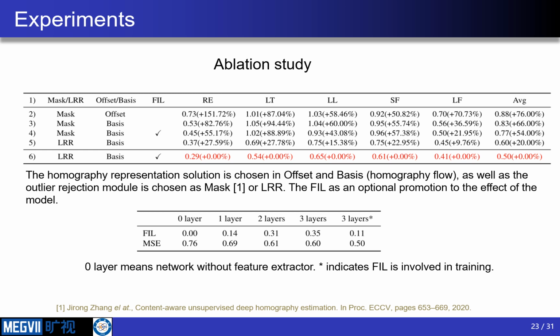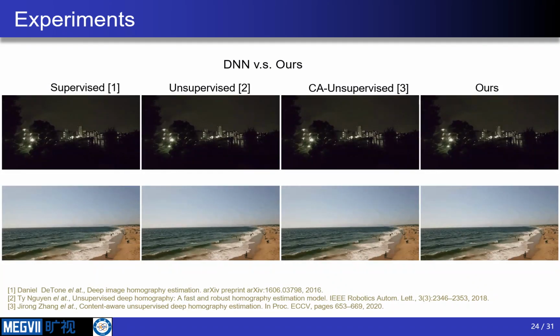If we continue adding layers to 3, the MSE cannot be decreased, showing that the network cannot be consistently optimized, while FIL keeps increasing. If we add FIL to the optimization goal, we can see the MSE is reduced from 0.6 to 0.5 and FIL is decreased significantly from 0.35 to 0.11. This phenomenon reflects that with warp equivariance preserved, the optimization becomes more stable so that a higher performance can be achieved. Now we show some image examples.